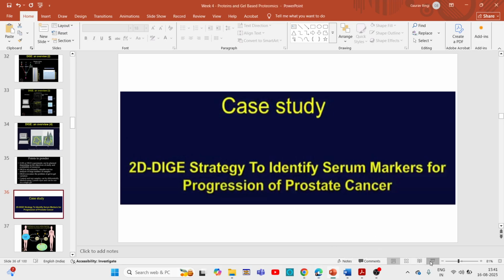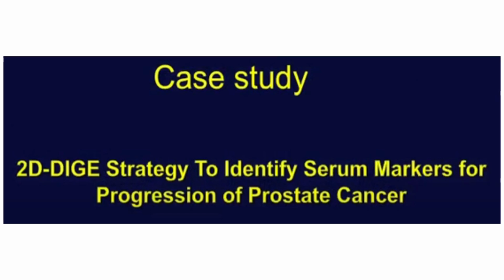So moving ahead, sir gave one of the application perspectives of how DIGE can be used and how the DIGE technique will actually help you to determine certain biomarkers related to certain diseases. I just gave an example of one of the studies, or one of the articles, which you can go through, on how exactly they used the DIGE technique. Basically, they tried to understand certain serum markers for progression of prostate cancer.